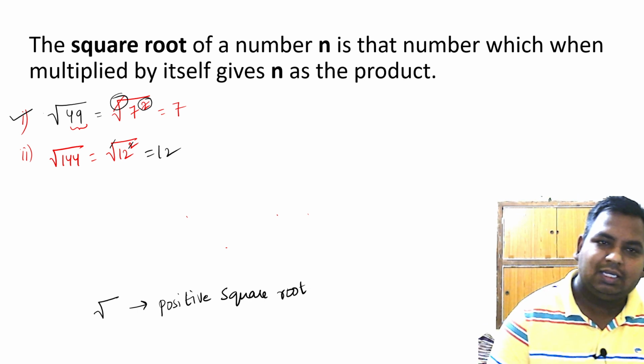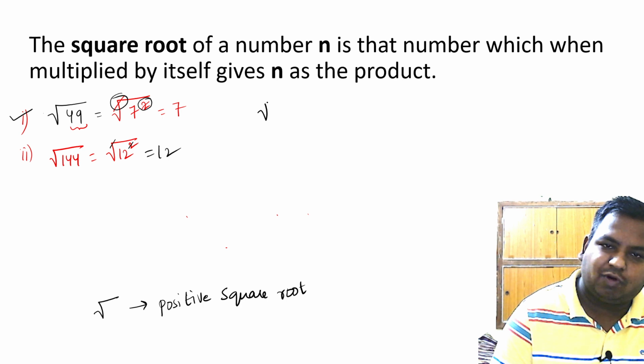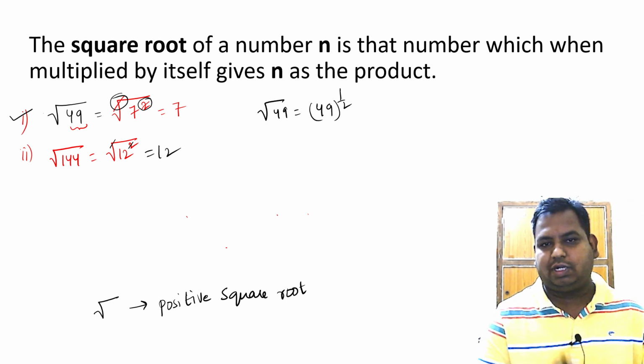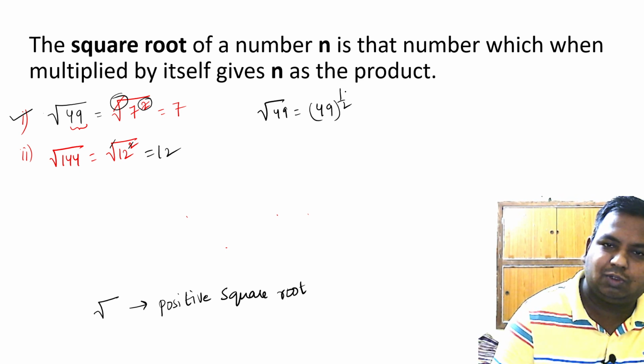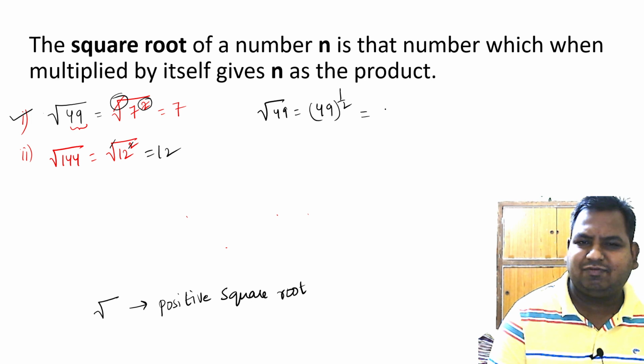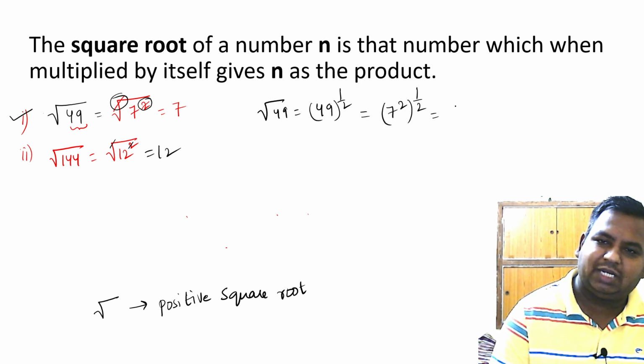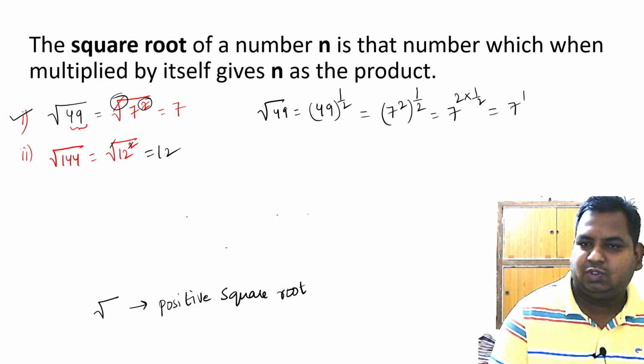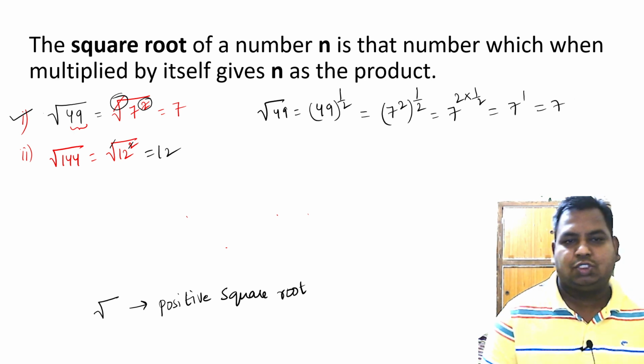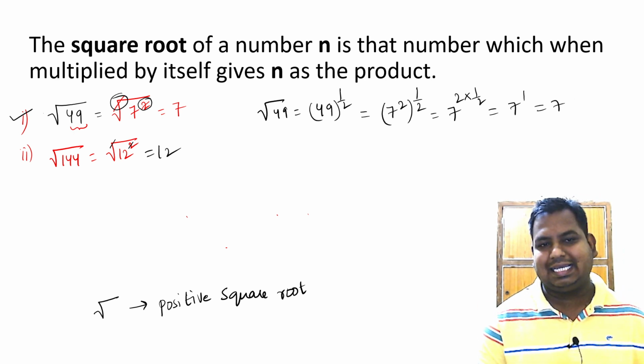Did you get me? So here under root 49 is nothing but 49 power 1 by 2. I can write 49 as 7 power 2. So 7 power 2 whole power 1 by 2 is equal to 7 power 2 into 1 by 2, which is equal to 7 power 1, which is equal to 7. So this is the reason I am able to cancel a symbol and a number.